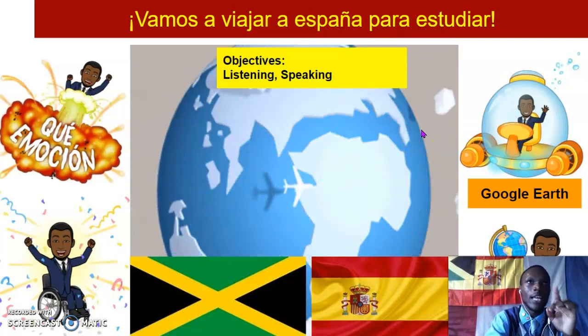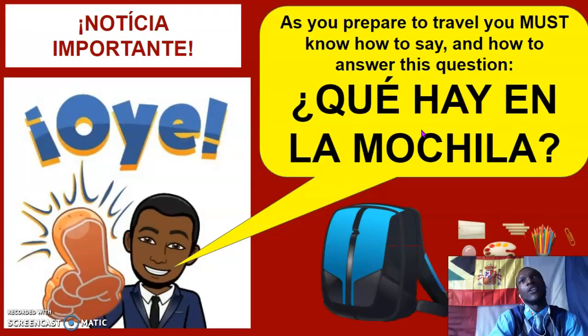And so when I reach that part, I would make this clear, because the lesson is talking about ¿Qué hay en la mochila? You want to make it very clear that as you prepare to travel, you must know how to say and how to answer this question, ¿Qué hay en la mochila? This is basically telling them that, listen, this is what you'll have to know how to say at the end of the lesson. So, ¿Qué hay en la mochila? And they'll have to know how to answer that.